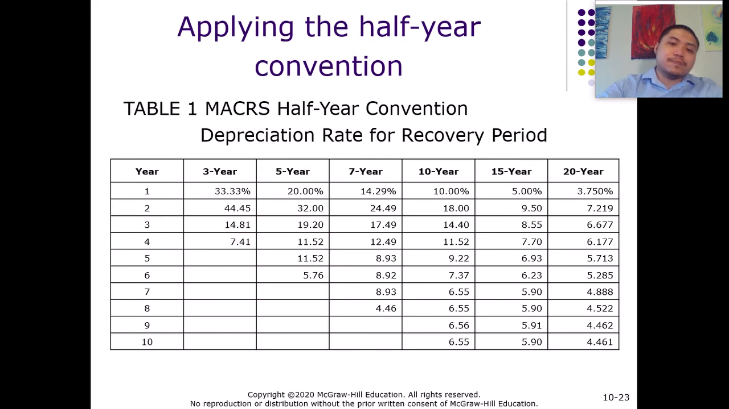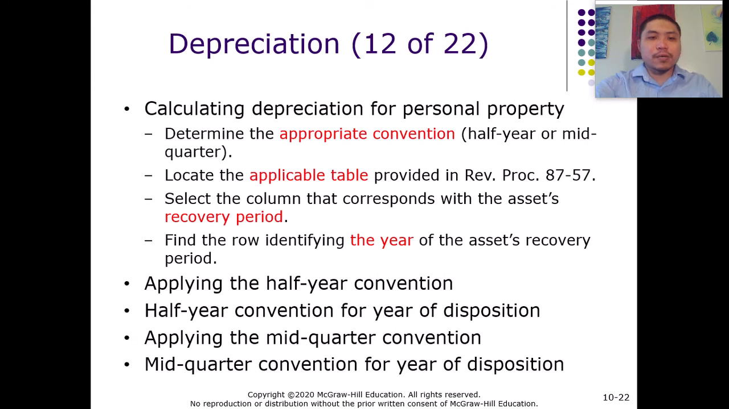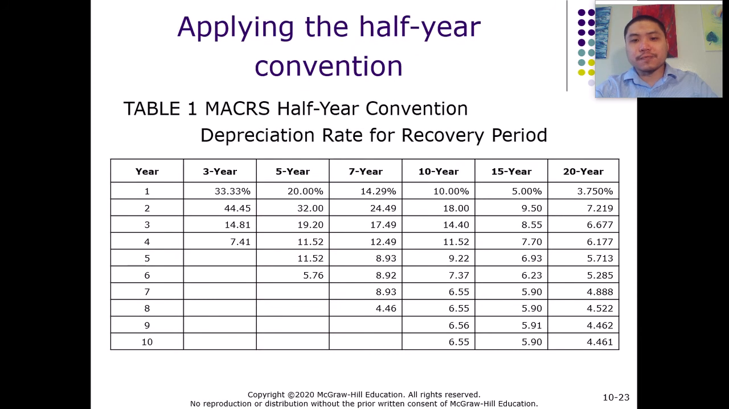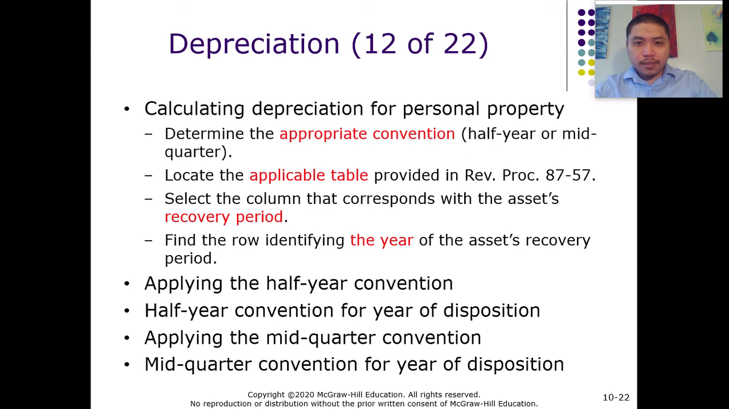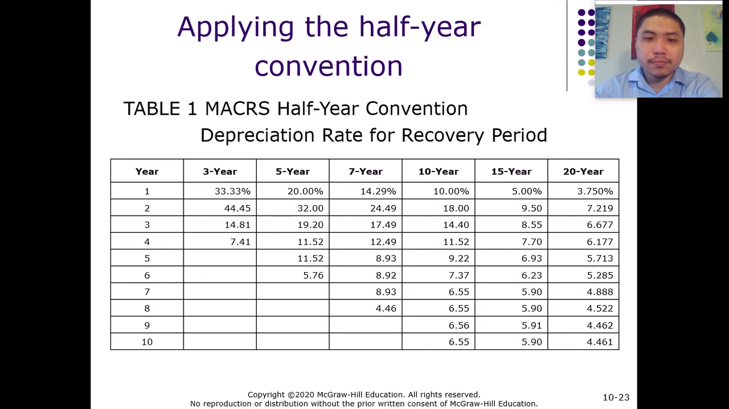Here is the MACRS table for the half-year convention, right? And the method here is by default the double declining balance method. So first, by applying the first step, we determine the appropriate convention. Here is the table for the half-year convention, so we find the table, and then depending on the recovery period, right?